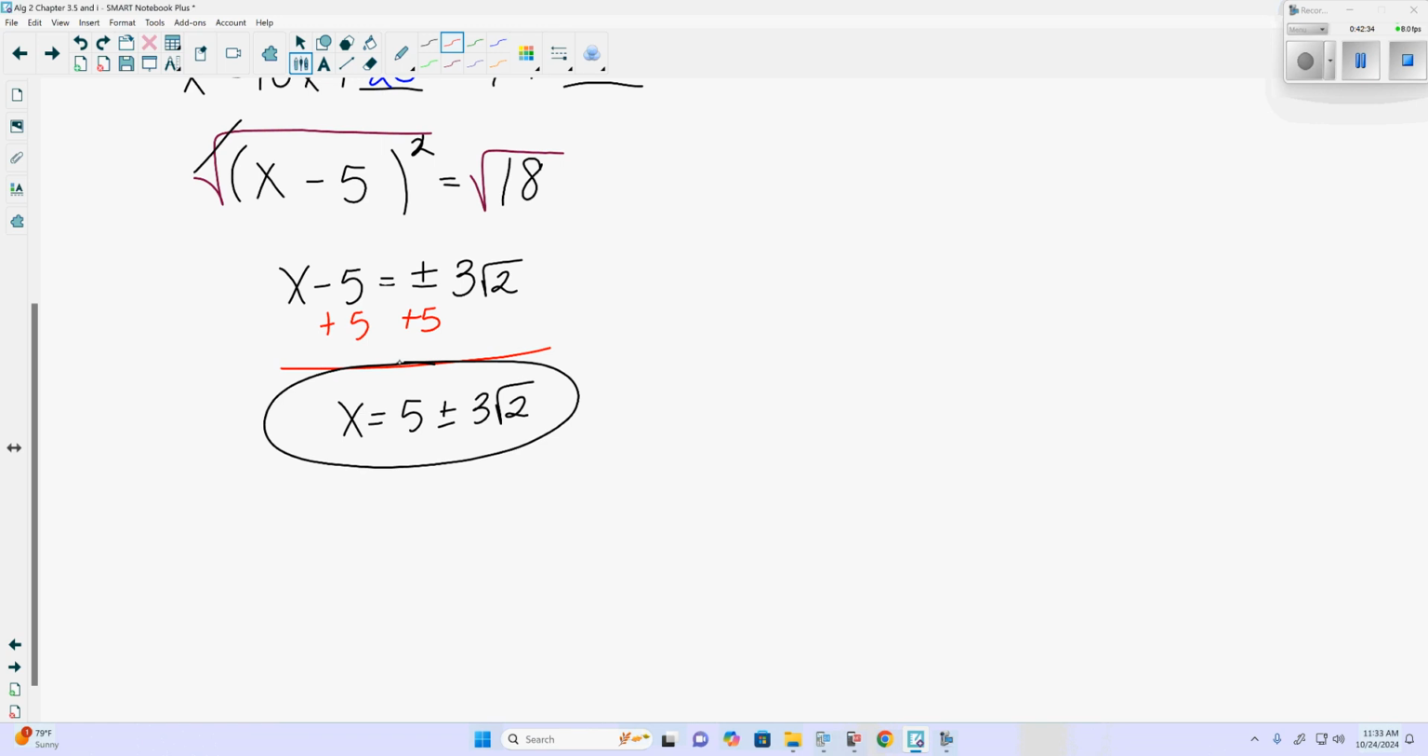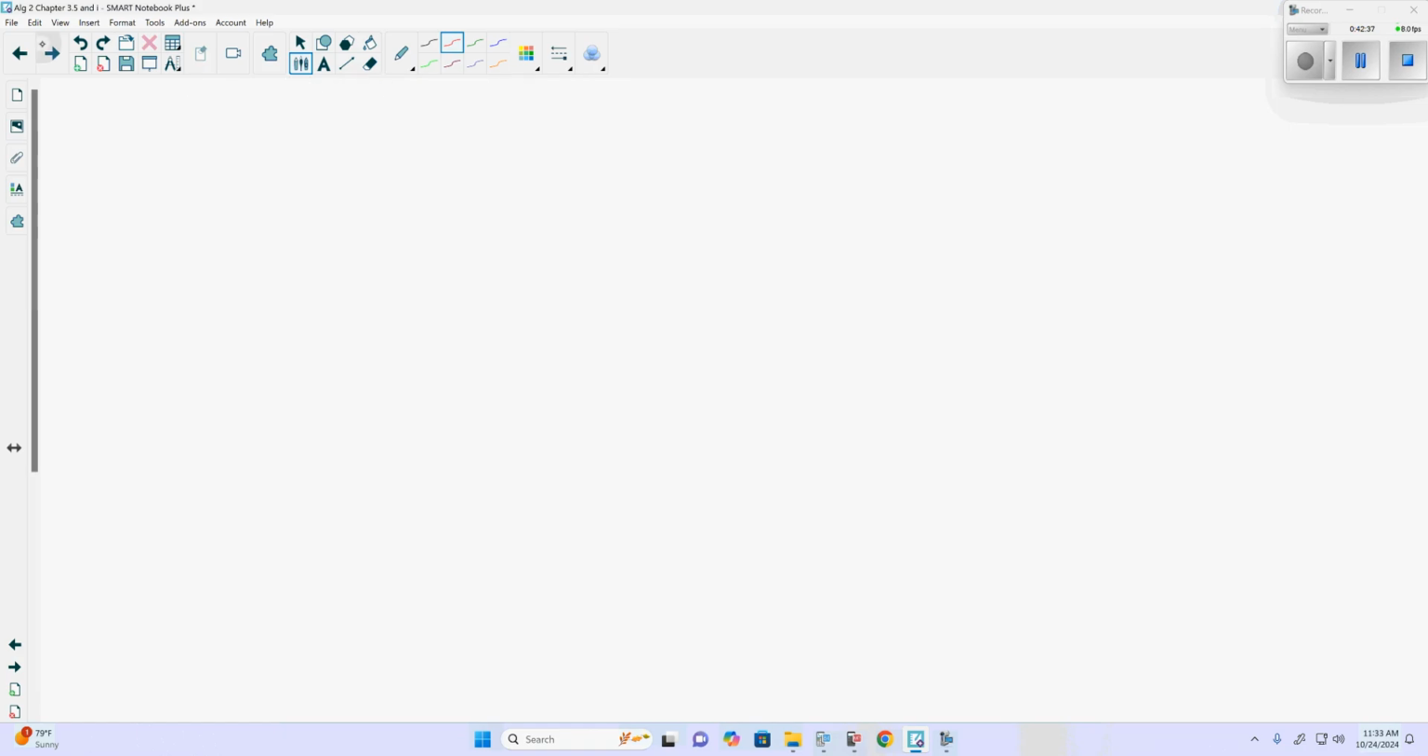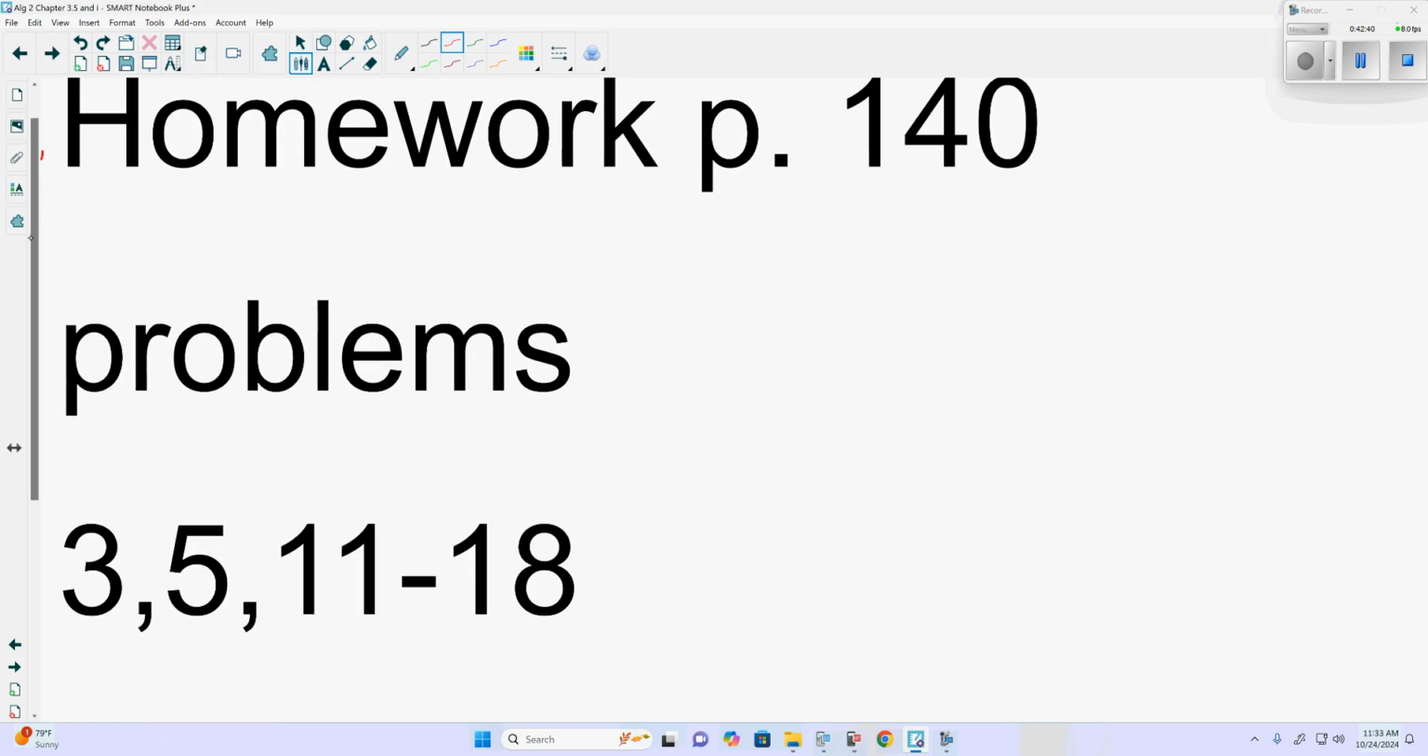Questions on this here? So we're going to dig more into this. We're going to do more with this completing the square method. But the homework for this is 3, 5, 11 through 18. So 3 and 5 are going to be just like the first one we did. We can rewrite that as a single set of parentheses squared and go from there. But the main part of this is 11 through 18, finding that value of c to get our perfect square trinomial and factoring it.